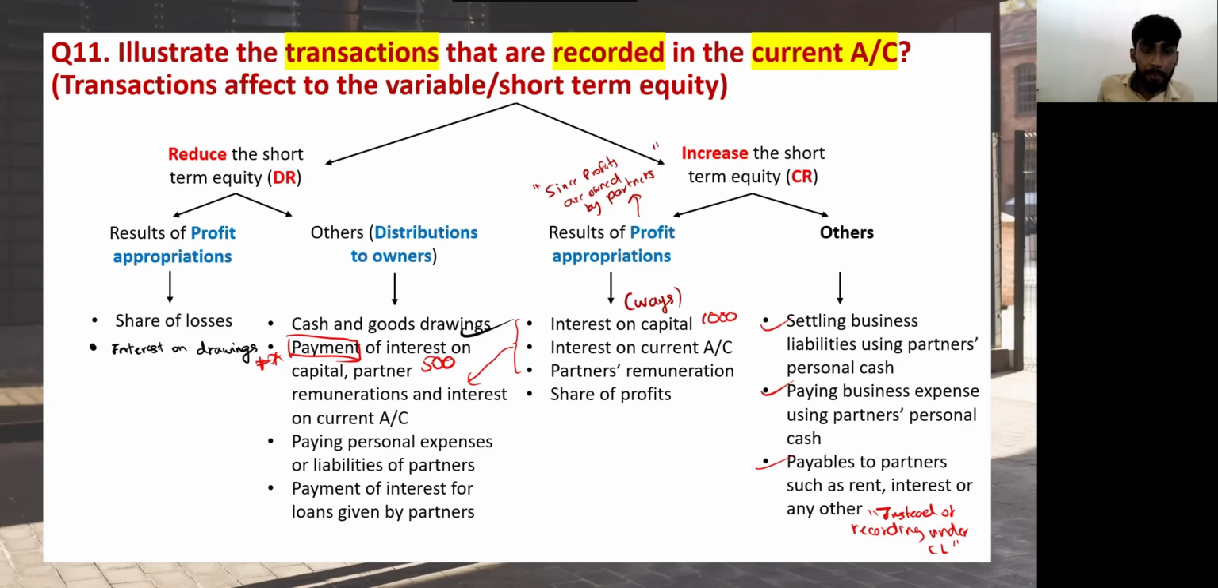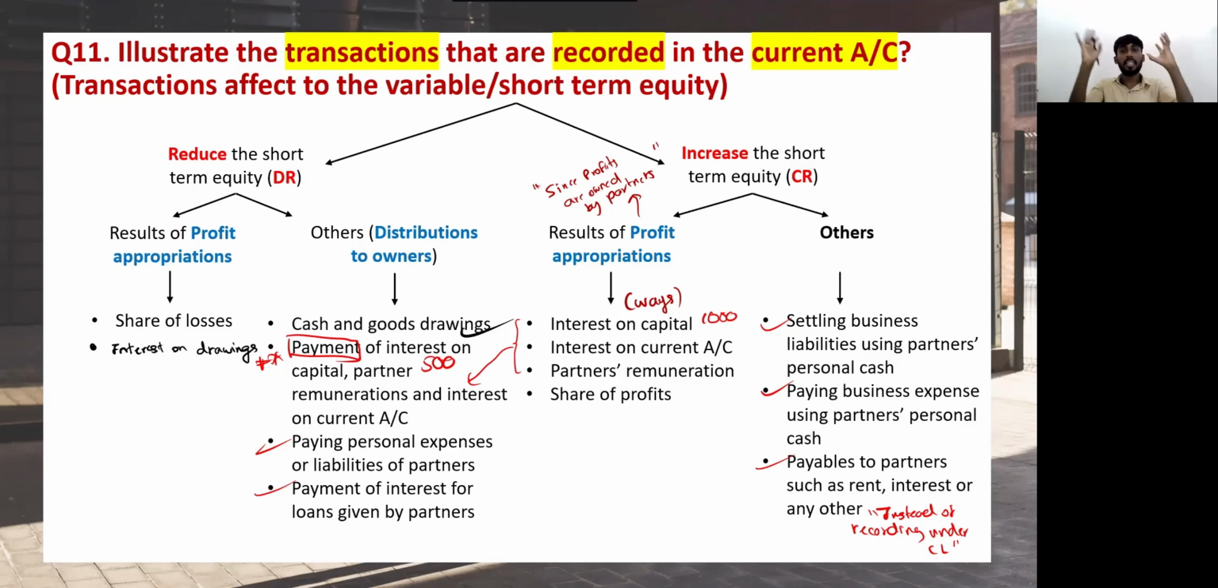Okay. Then paying personal expenses of the partners. If the personal expenses of the partners are paid through the business cash, then what will happen? It also needs to be recovered from the partner. Therefore, we need to reduce that. Then payment of interest for loans given by the partners. Now here, if we pay the interest, then we can debit that there. But sometimes we can show the net result. It's something else, but just keep it in your mind like this.